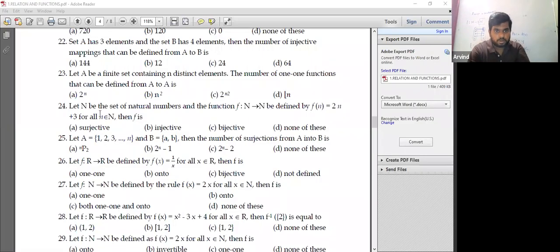Okay, so we were discussing the 24th one. So it is not surjective, it is injective, because range and codomain are not the same.